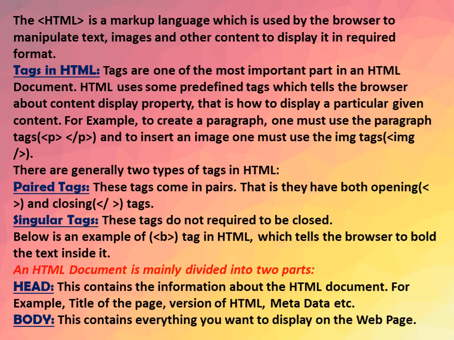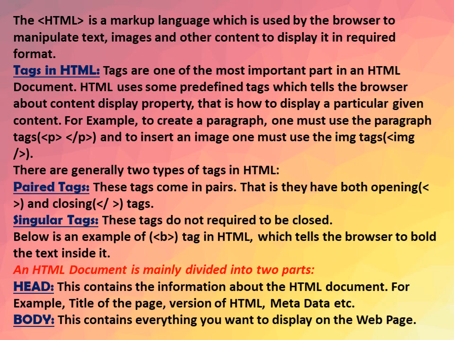So we'll see tags in HTML. Tags are one of the most important parts of an HTML document. So when we start coding in HTML, everything we do is with the help of tags. HTML uses some predefined tags which tell the browser about the content display property, that is, how to display a particular given content. For example, to create a paragraph, one must use the paragraph tags, that is, the opening of the tag and the closing of the tag. And to insert an image, one must use the img tag, that is the image tag.